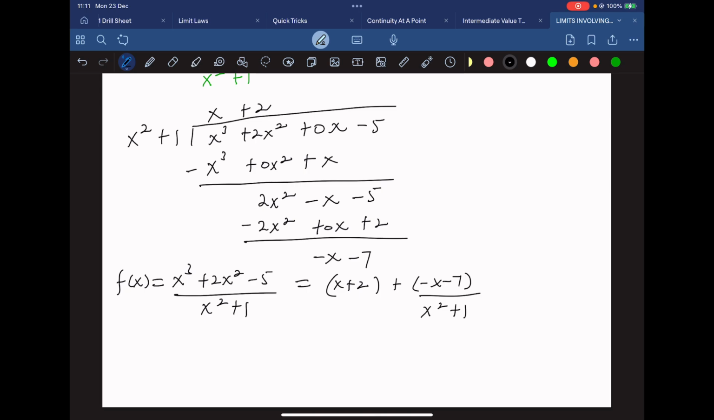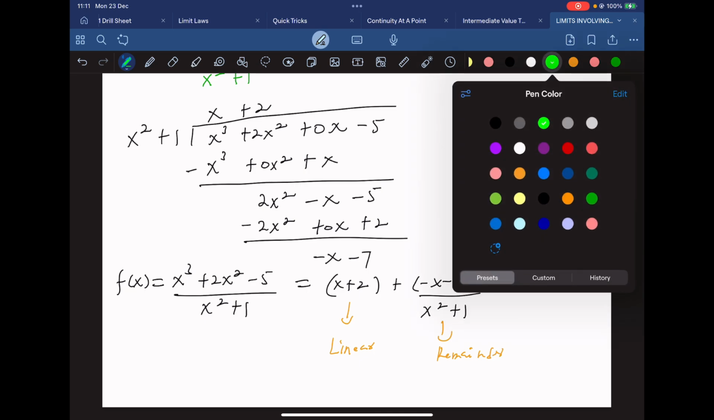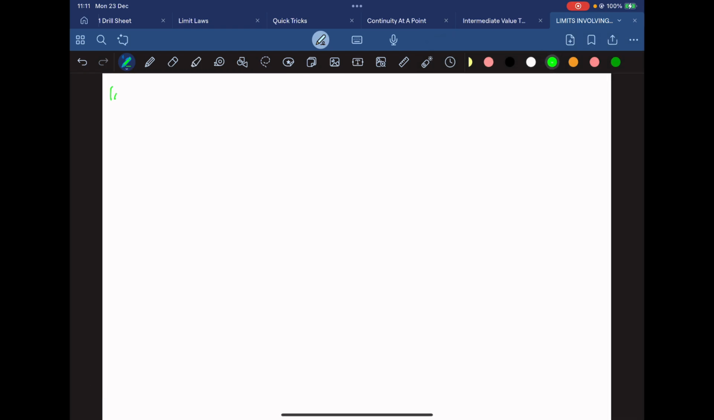So this is our linear term and this is our remainder. So the next thing to do is to find the limit as x approaches infinity of the remainder. So limit as x approaches plus or minus infinity of minus x minus 7 out of x squared plus 1. So always look at the denominator. In this case, we have x squared, so it means we have to divide each term by x squared.